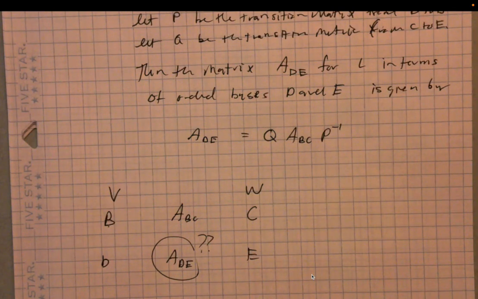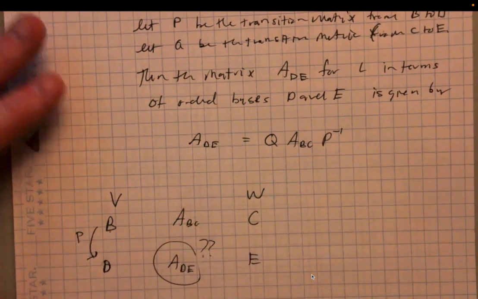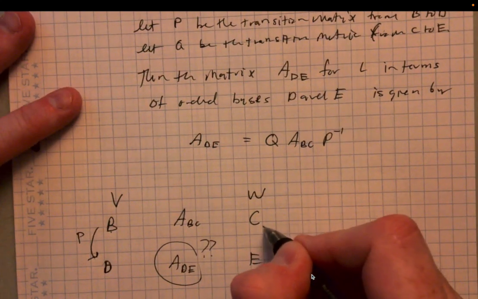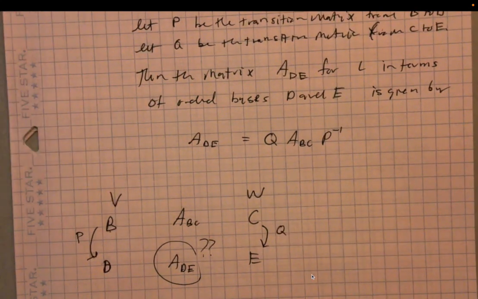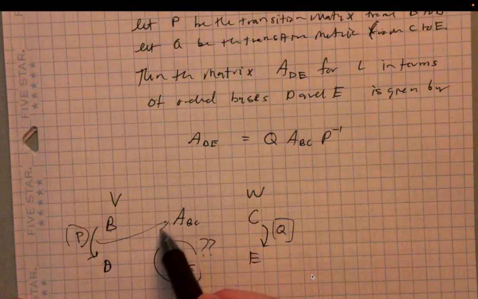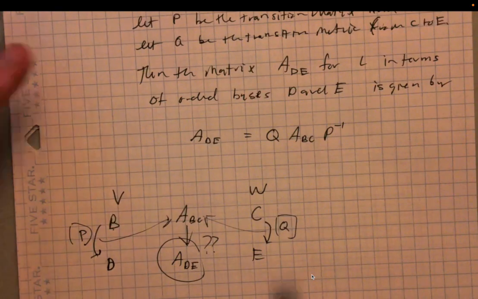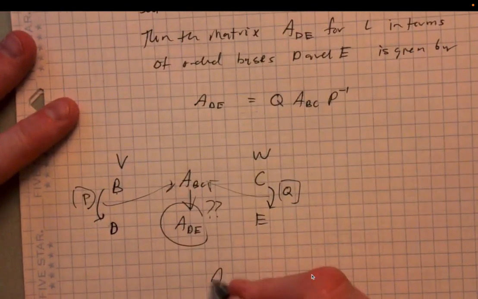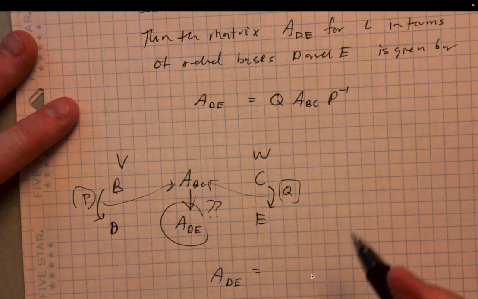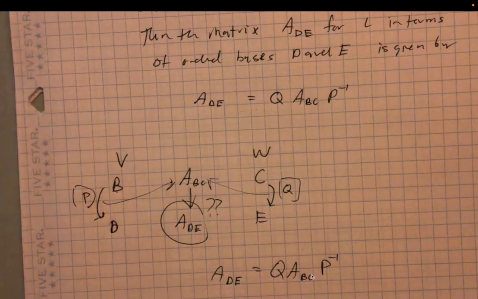Okay. Well, there is a transition matrix to go from B to D, and we called that P. And there's a transition matrix to go from C to E, we called that Q. And so these two transition matrices play a role. You can basically apply them to this guy in a particular way to flush out this guy. Okay, and so that's what you see here. A sub DE is equal to Q times A sub BC times P inverse.